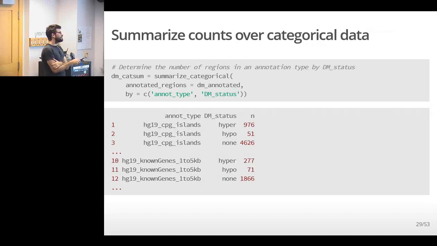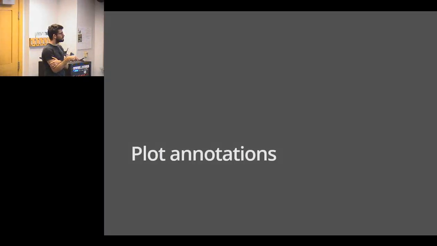So the next thing you might want to do is just count how your regions fall by grouping among any other categorical data, right? So you don't have numerical data necessarily. So in this case, I was interested in how many regions of each differential methylation status type are in each annotation type, right? So split the annotations by a certain categorical variable. So this is what that gives you. So you can do numerical summarization or categorical summarization. It's those two functions.